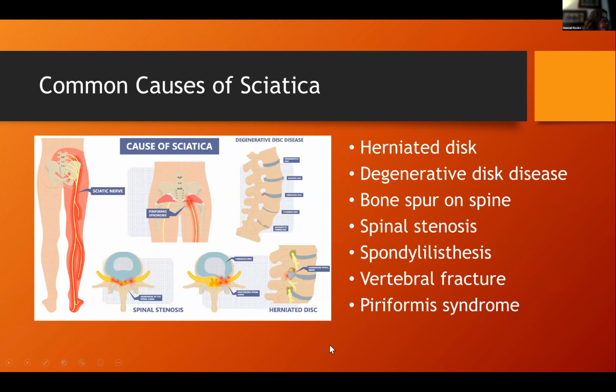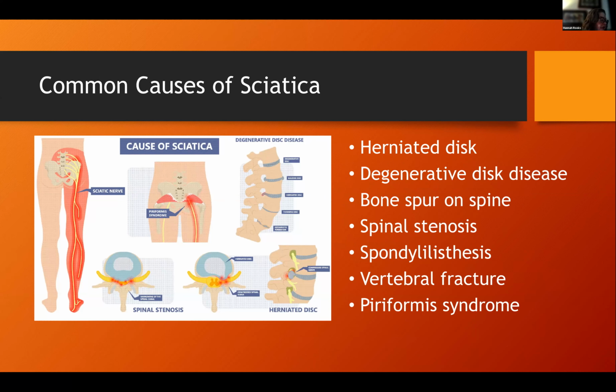So some common causes of sciatica. For people who are under the age of 40, the cause is typically a herniated disc. And older adults will usually experience sciatica due to bone spurs or arthritis.